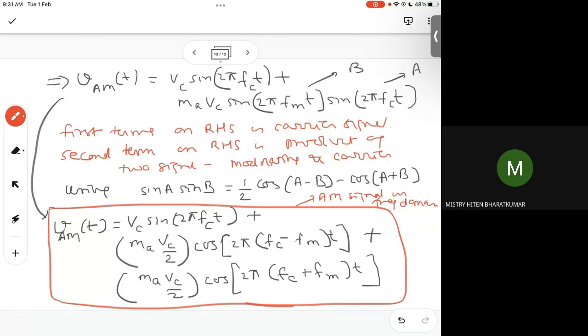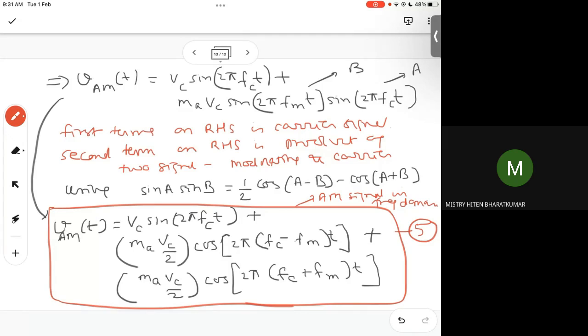One is the original carrier frequency, the first term. So this is my equation number 5. Then we have another one, which is given as difference of the two frequencies and the sum of the two frequencies. So these are the three frequencies. Obviously, the amplitude will be different. Carrier has got the same amplitude as VC, but my sum and difference of the two frequencies will get the amplitude as MA VC by 2.